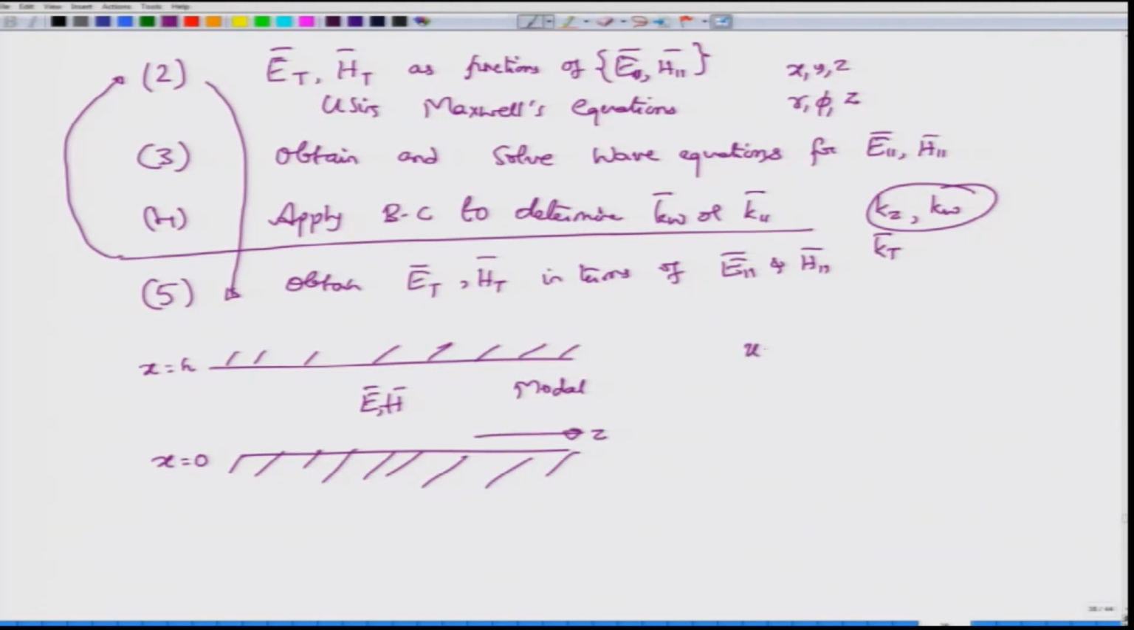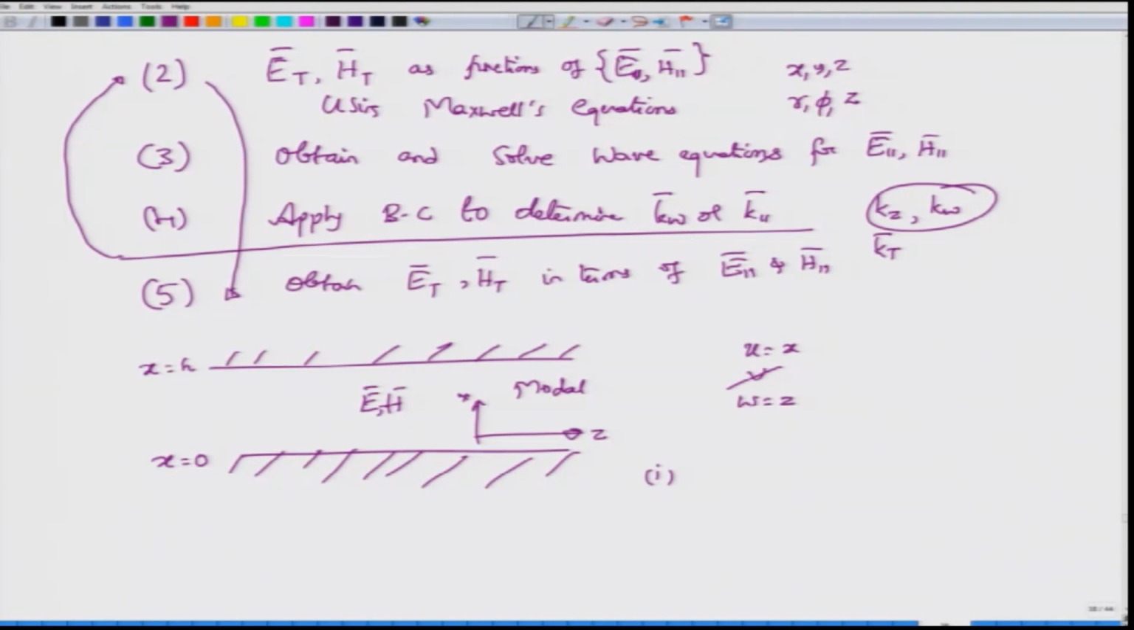Luckily for me, u is x, v need not be considered, and w is z. So, the first step of choosing the coordinate system I have already done. This is the z direction, this is the x direction. So, this is how the x direction is and this is how the z direction is.